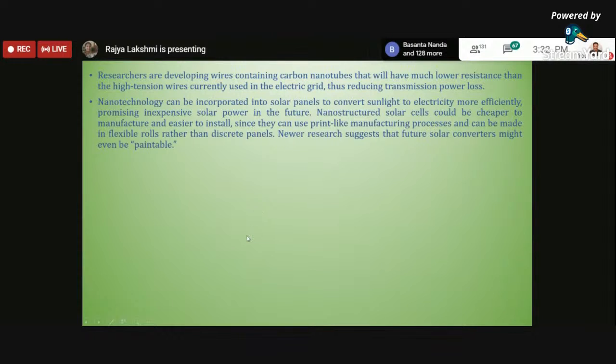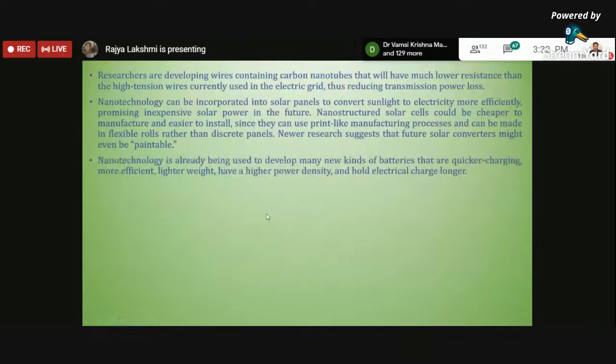So nowadays, there is a kind of myth that solar panels are very expensive. So now research is going on by adopting nanotechnology, even with respect to solar panels or solar cells, which will be less expensive, much cheaper, and people are trying to make a coating over the solar cells so that it will absorb the sun rays for converting them into electricity. It's also being used and developed in new kinds of batteries that are quick charging, more efficient, lighter weight, with high power density, which will hold electrical charge for a longer time.